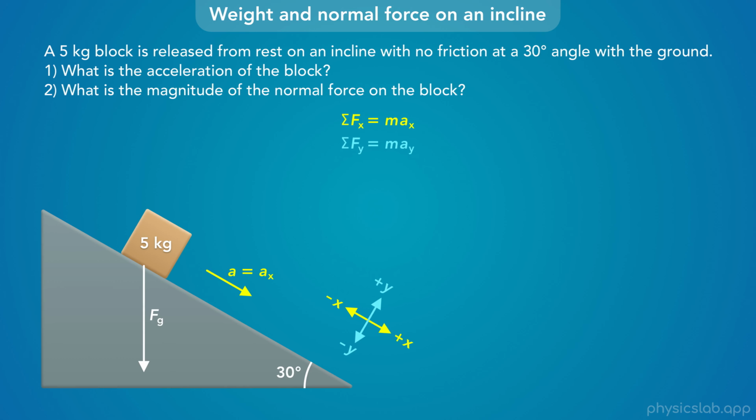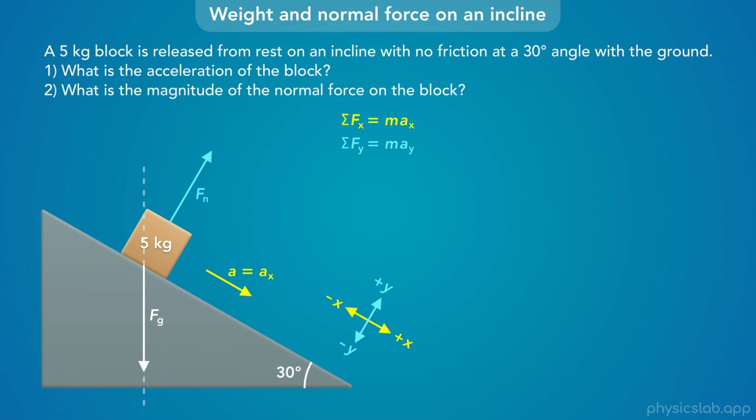So now that we've established our coordinate system, let's draw all of the forces on this box, and their x and y components. The weight force, or the gravitational force, points vertically downwards. Since the block is in contact with the incline, there's a normal force acting on the block that is perpendicular to the surface of the incline. Remember, normal means perpendicular. So the normal force is actually pointing in this y direction.